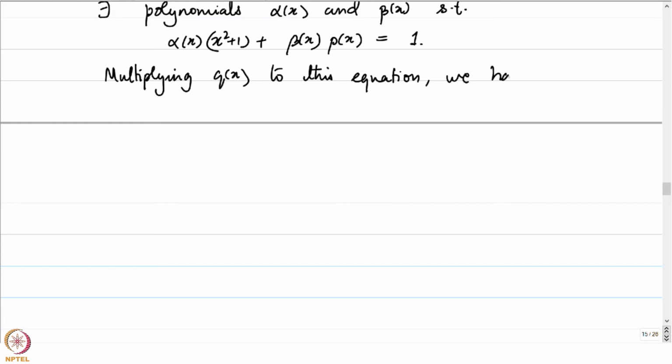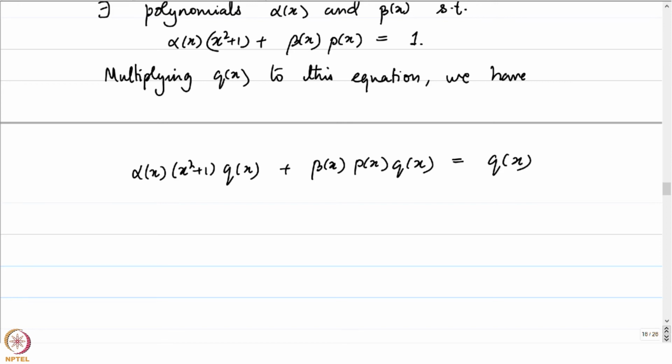We have alpha of x times x square plus 1 times q of x plus beta of x times p of x times q of x. This is equal to q of x. But if you focus on the left hand side, this term is divisible by q of x because there is anyway a q of x in this particular term, is divisible by x square plus 1 because x square plus 1 is anyway in the term itself. It's one of the factors. And here x square plus 1 divides the product p of x times q of x. That's how we began the argument. And therefore the left hand side is divisible by x square plus 1.